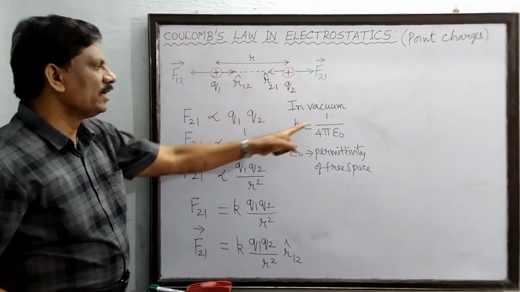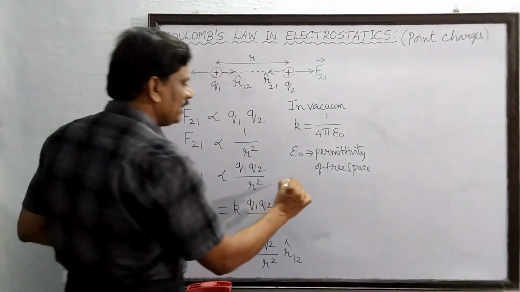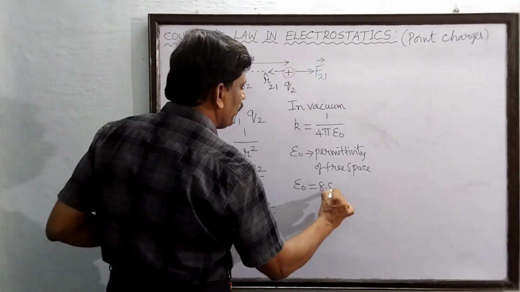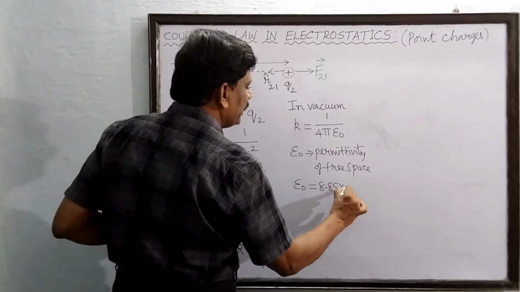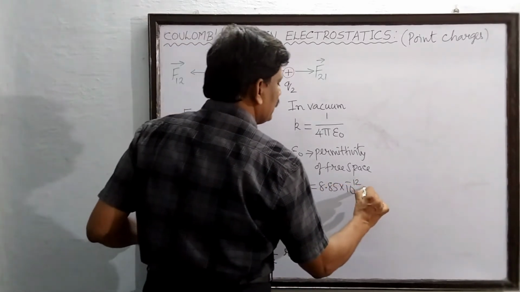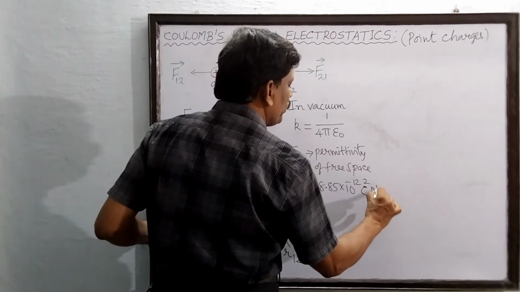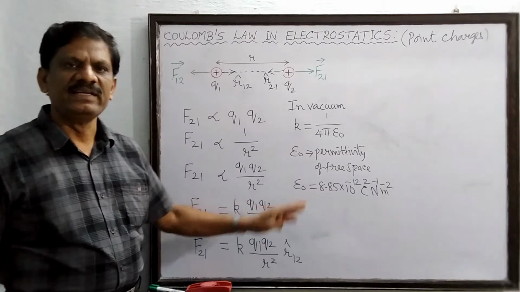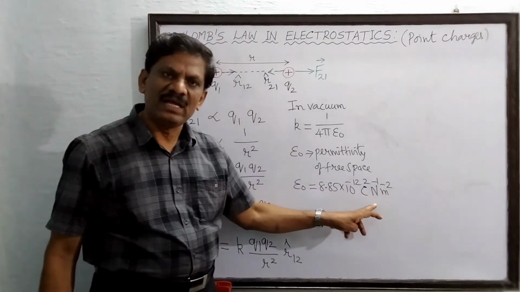So K is equal to 1 by 4 pi epsilon naught, and the value of epsilon naught is equal to 8.85 into 10 to the power of minus 12, and this is Coulomb square per Newton meter square. These are all important information. The units you will have to remember always.